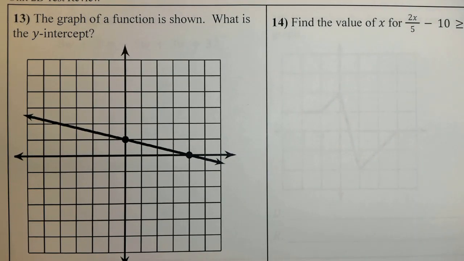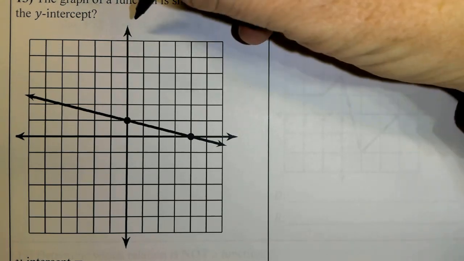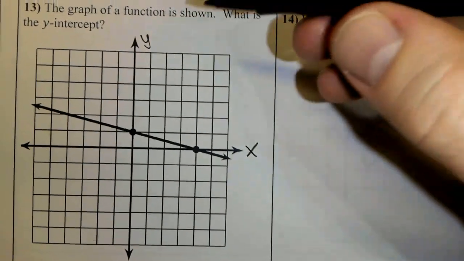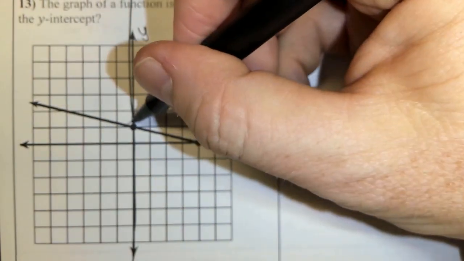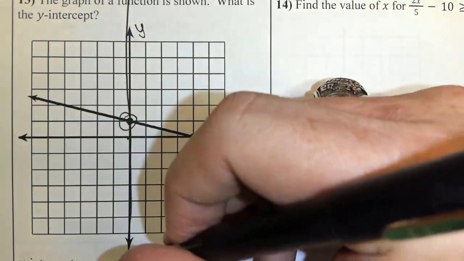So 13, the graph of a function is shown. Sweet, I like pictures. Pictures are easy. And what is the y-intercept? Well, the y-intercept is where it crosses the y-axis. It gives me 2 points on here, right? I don't know if those are even right or not, but I know this is y and this is x. And the only thing I care about is where it crosses the y-axis, which is right here. And I do have a point. That point is 0, 1.